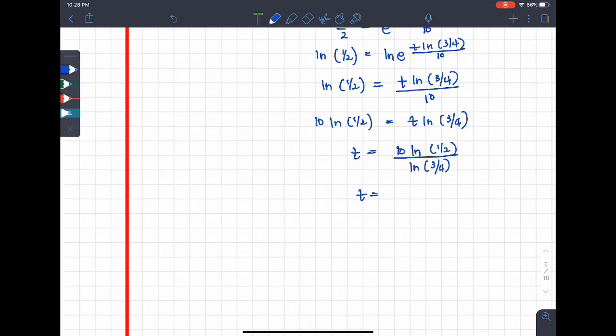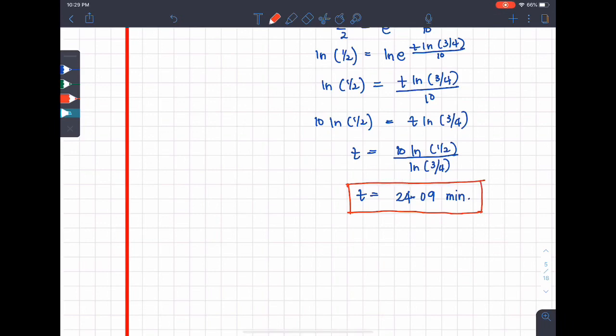So giving us the answer to be equivalent to 24.09 minutes. Okay, so that is greater. That is what we are expecting, so greater than the 10 minutes. So 24.09. So that is another way of determining this time, so instead of the temperature.